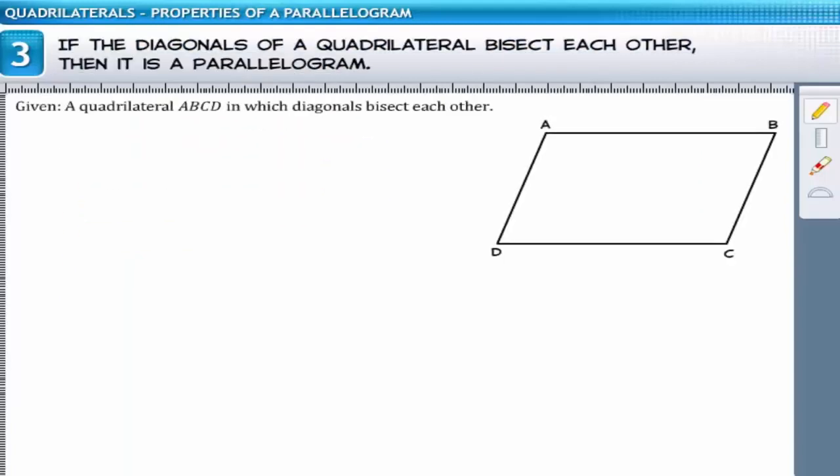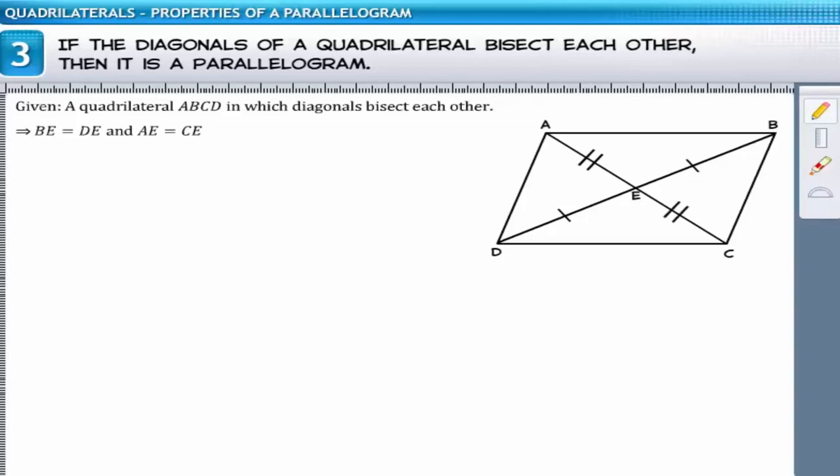Let ABCD be the given quadrilateral in which diagonals AC and BD bisect each other. This implies BE is equal to DE and AE is equal to CE. We have to prove quadrilateral ABCD is a parallelogram. Let's begin with the proof.